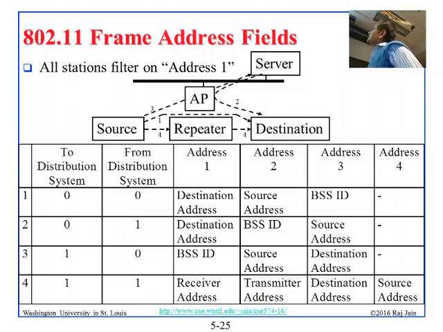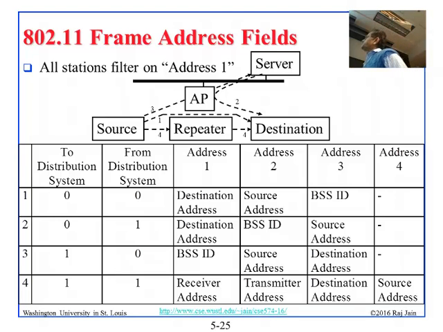Now, you're coming from the distribution system and going to the distribution system. Case number 4 is shown here. In this case, the receiver's address is the first one, so this repeater's address is the receiver address. The transmitter's address is the second one. The destination address is the third one, and the source address is the fourth one.